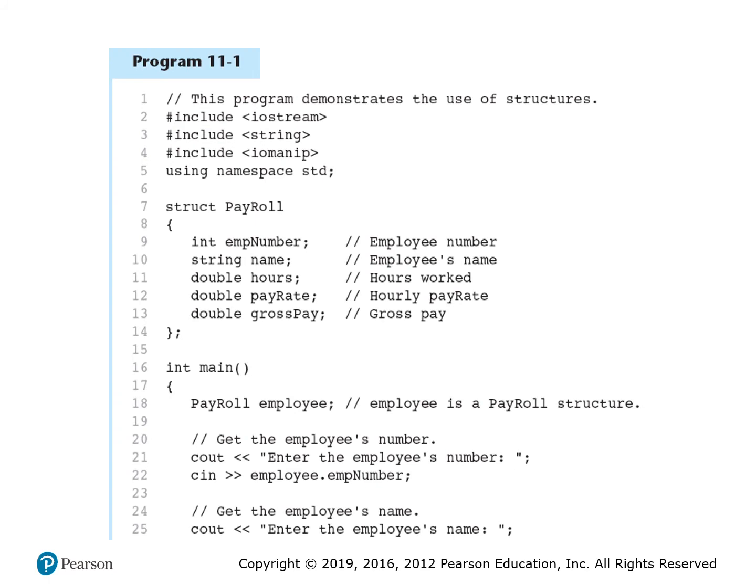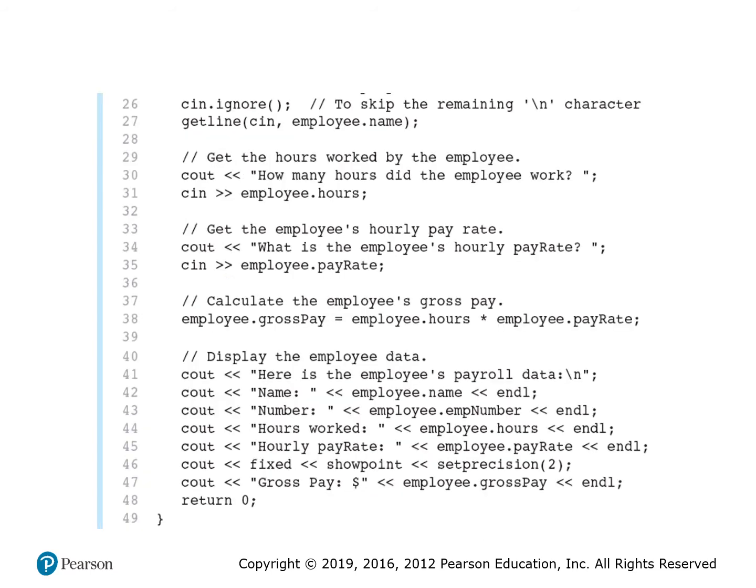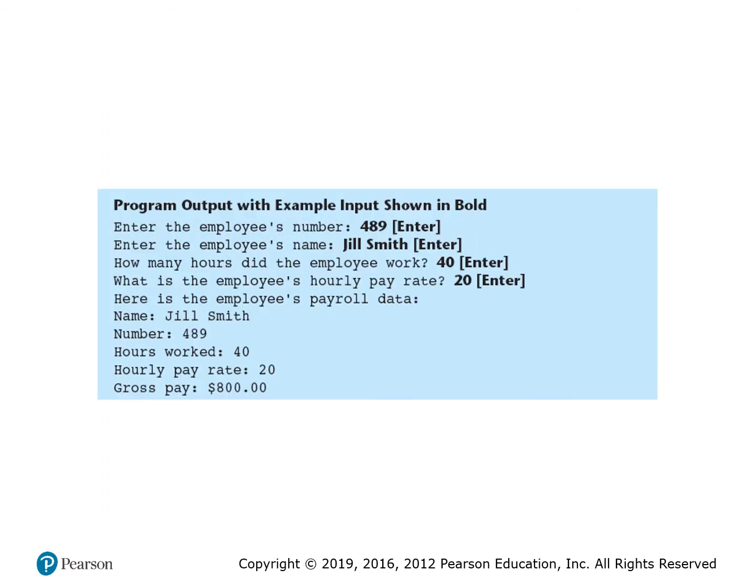Okay, this shows a program that cins employee.empNumber, then getlines employee.name, then calculates employee.grossPay as employee.hours times employee.payRate. Okay, and then it couts a whole lot of variables. Note, you can't just cout employee. You have to cout the individual member variables.